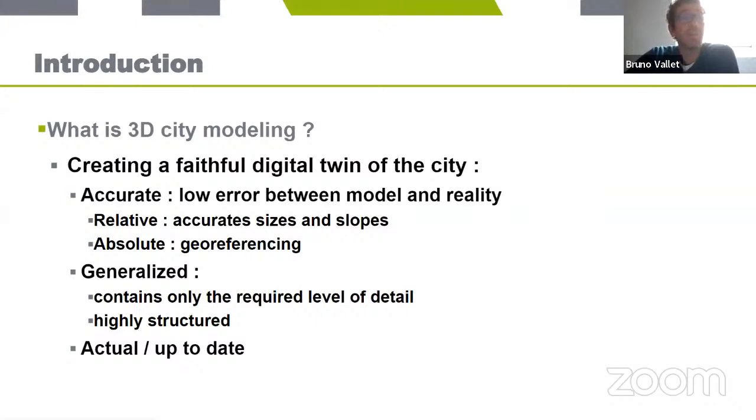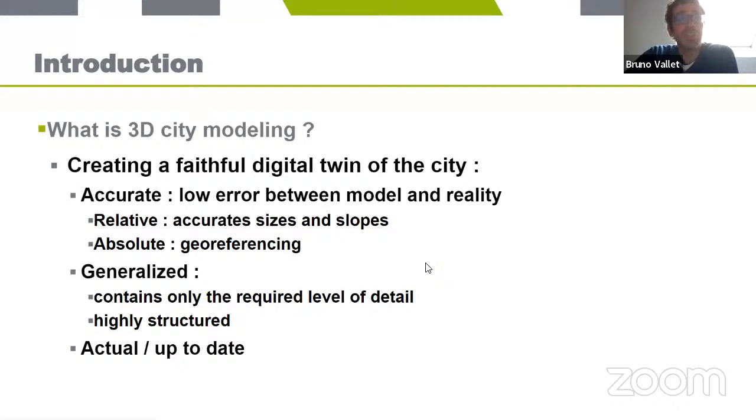So our purpose when we're doing 3D city modeling is to create a faithful digital twin of the city that is accurate, in the sense that we want to have a low error, a low approximation between the model that we are building and the reality, which is both a relative question. We want to have accurate sizes for the things, accurate slopes. And we also want to have an absolute accuracy, which means that the data we are building is georeferenced, and we want this data to have a consistency with the geographic coordinate system.